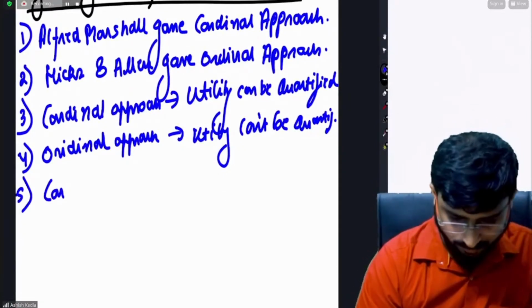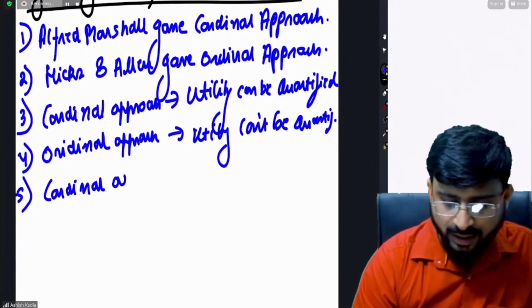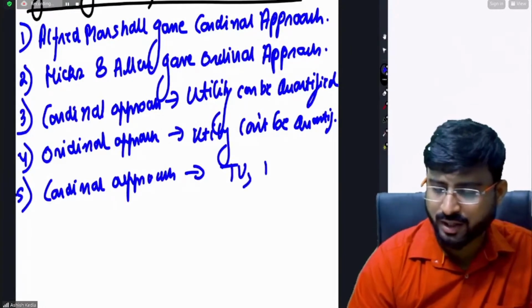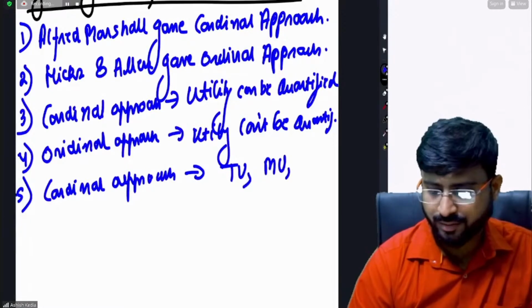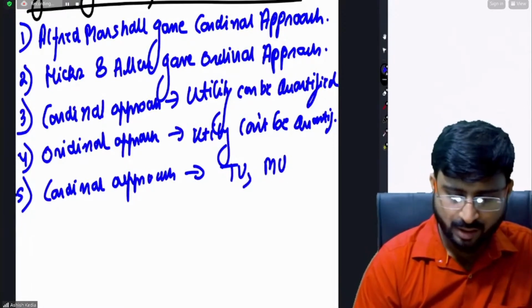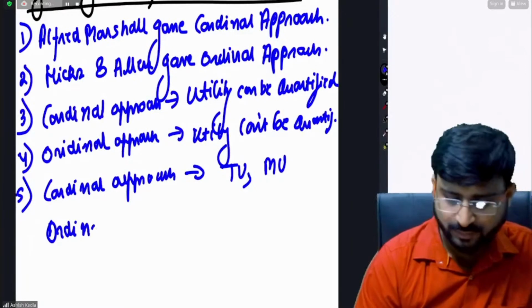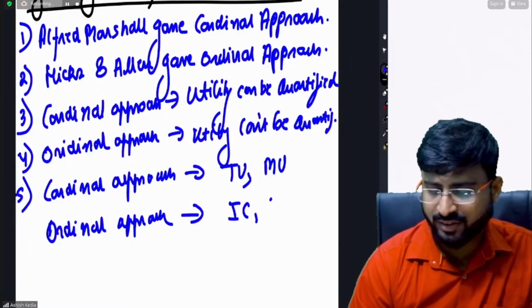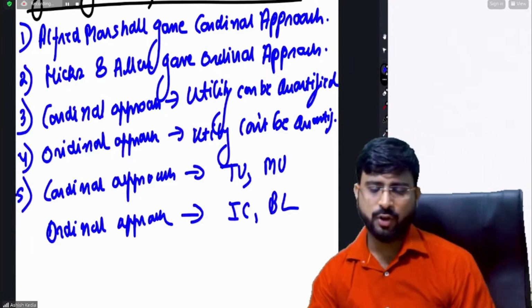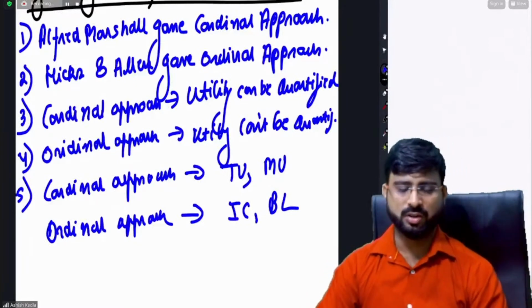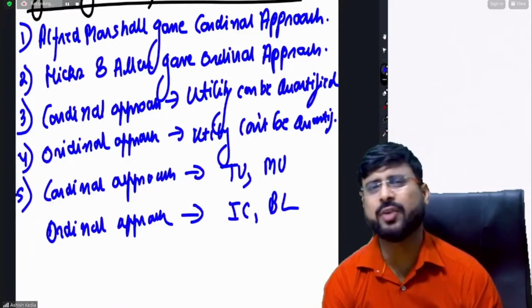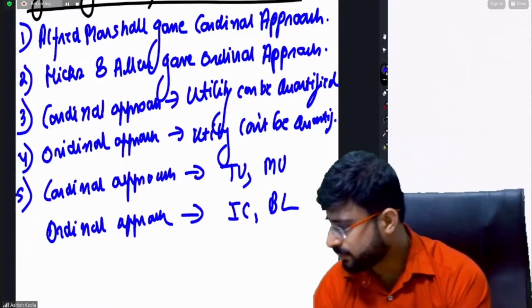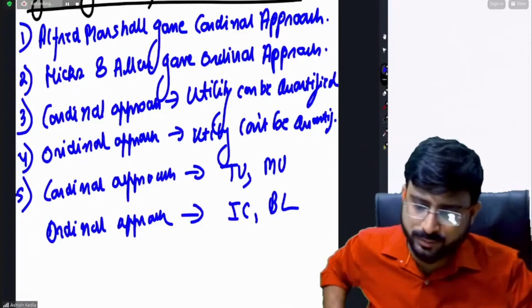Number five, in cardinal approach, we discussed total utility, marginal utility. In ordinal approach, we discuss indifference curve and budget line. First of all, note this much down, everyone. Then we will write further. I am writing it point wise so that the entire two classes can be summarized at a go. Write down and then let me know.